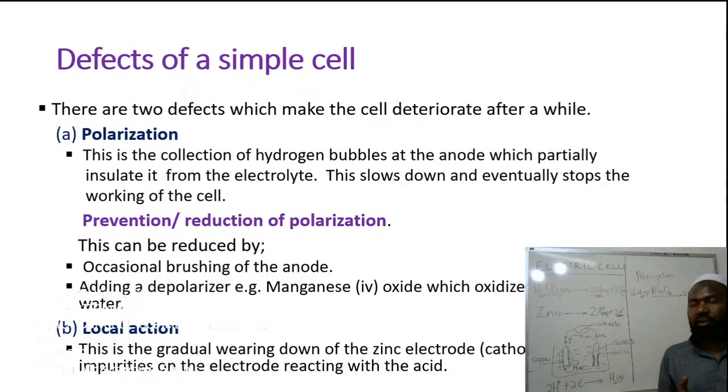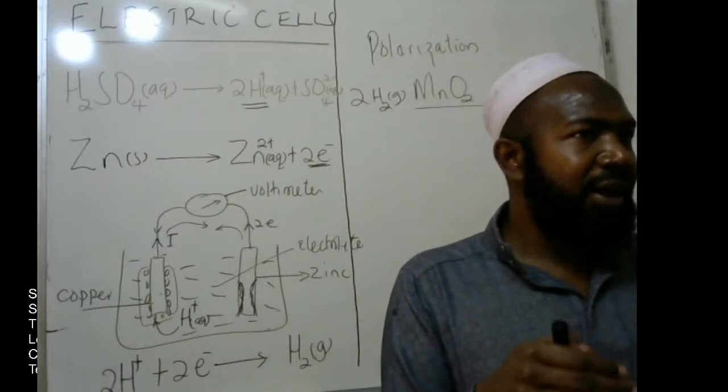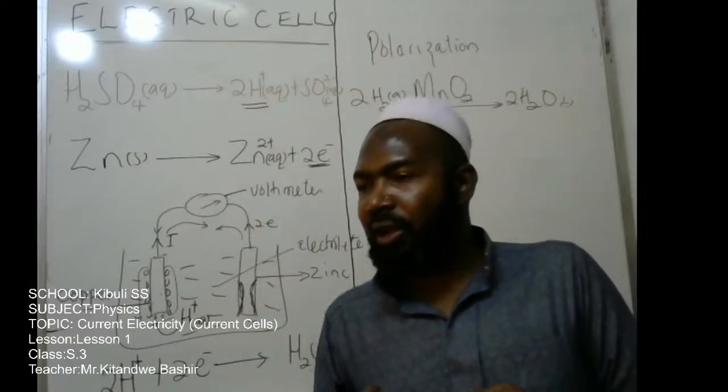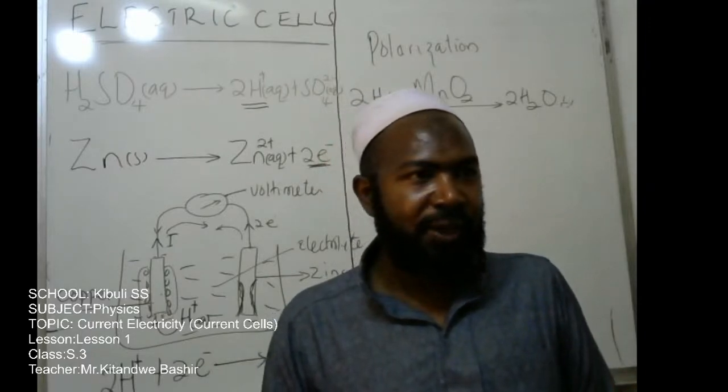We can prevent local action by adding concentrated sulfuric acid and then rubbing it with mercury. You add concentrated sulfuric acid and then rub the electrode with what? With the mercury. So the combination of zinc and mercury is an amalgam. Amalgam covers up the impurities, so the impurities will no longer be in contact with the electrolyte, and therefore will not react with it. Thereby polarization and local action are prevented.